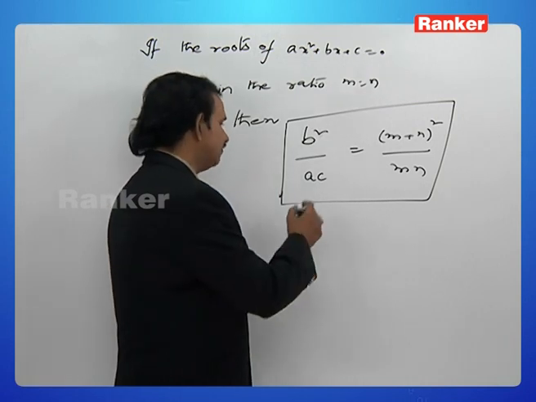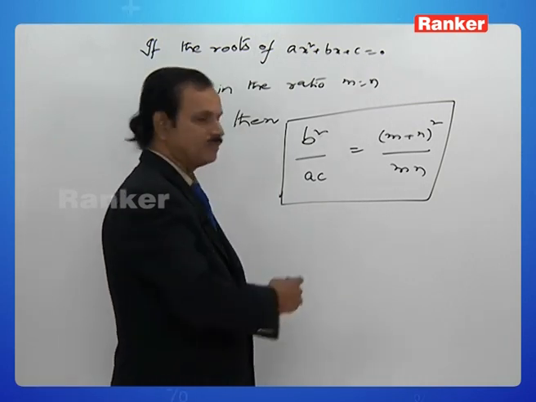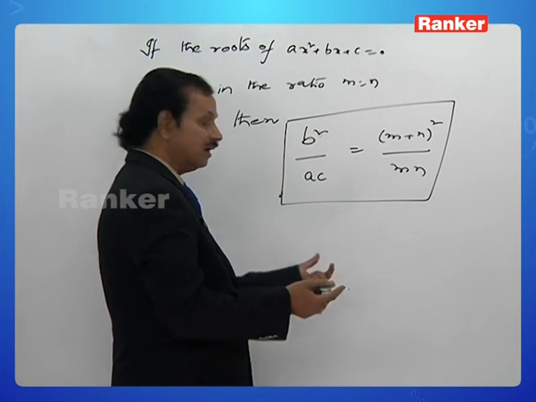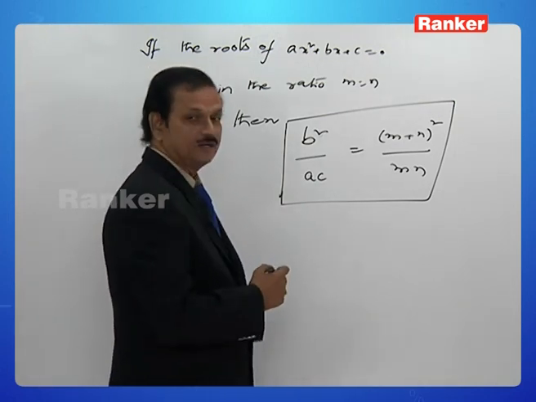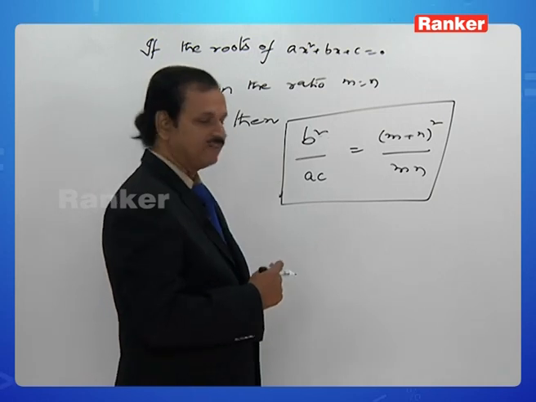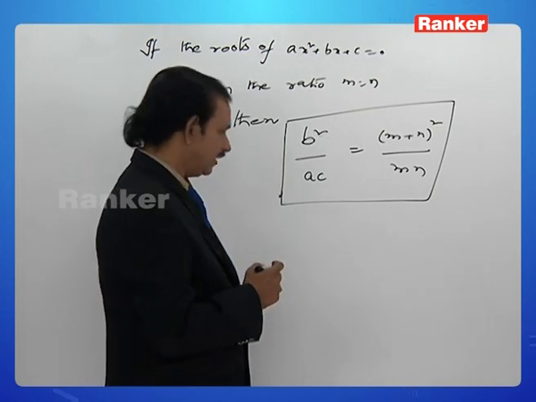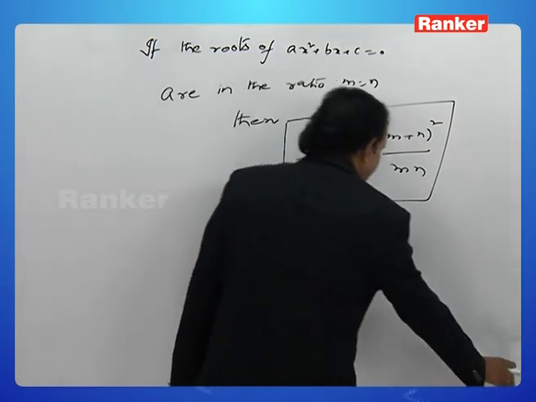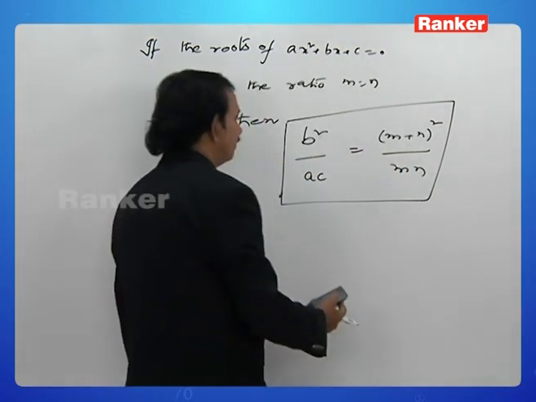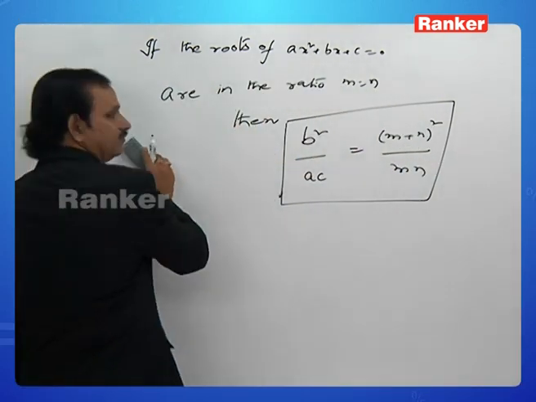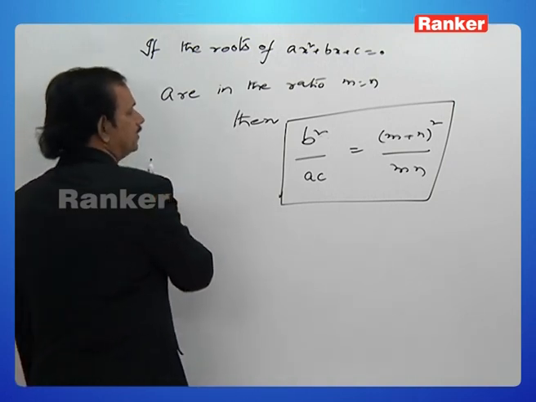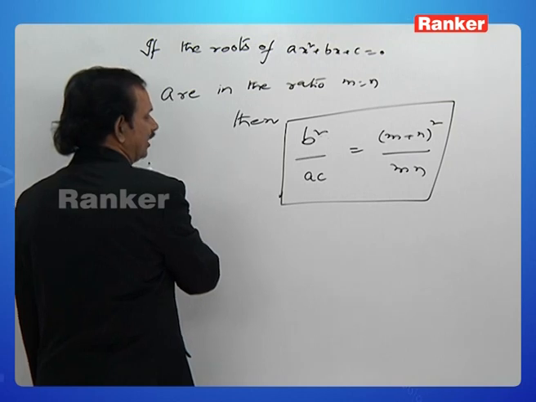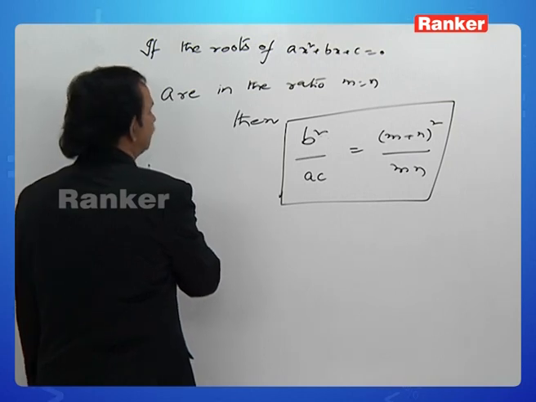Well, what is the reason behind that? What is the proof of this? Is it a bulkier proof? No, it's a very simple proof. Let us know that so that we may remember it for so many days. Unless you know the proof, you might be getting some doubts about that. So, let us observe the proof of this formula. B square by AC is equal to m plus n whole square by mn. How can it be obtained?